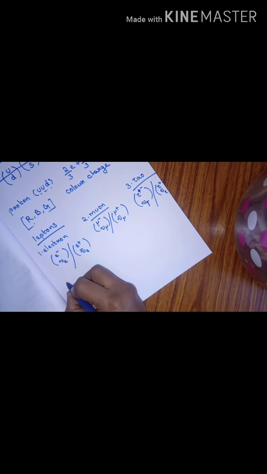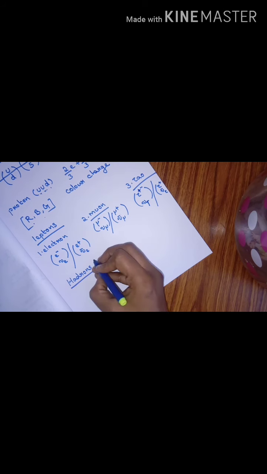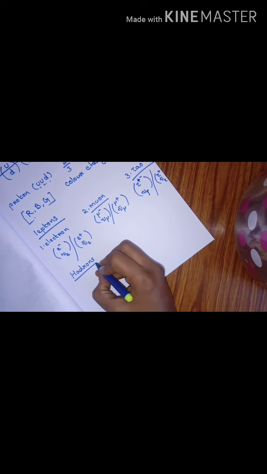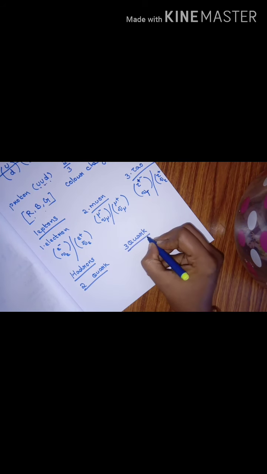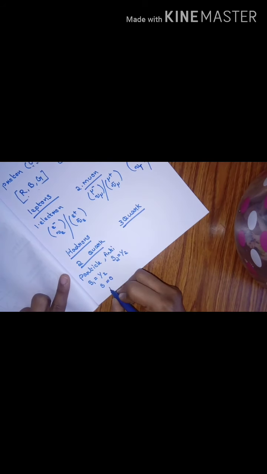Next family is quarks, which we collectively call hadrons. Hadrons is the group of quarks. It may contain a two quark group and a three quark group. The two quark group contains particles and their antiparticles. They have spins S1 and S2, each spin half. Then the total spin S is equal to 0. They are known as mesons.